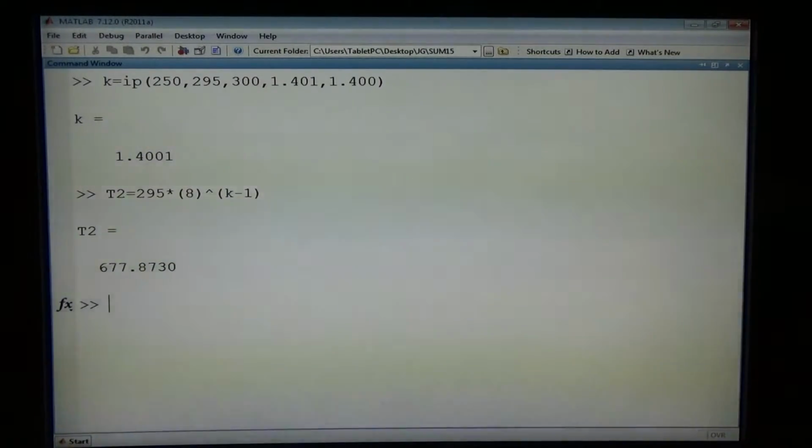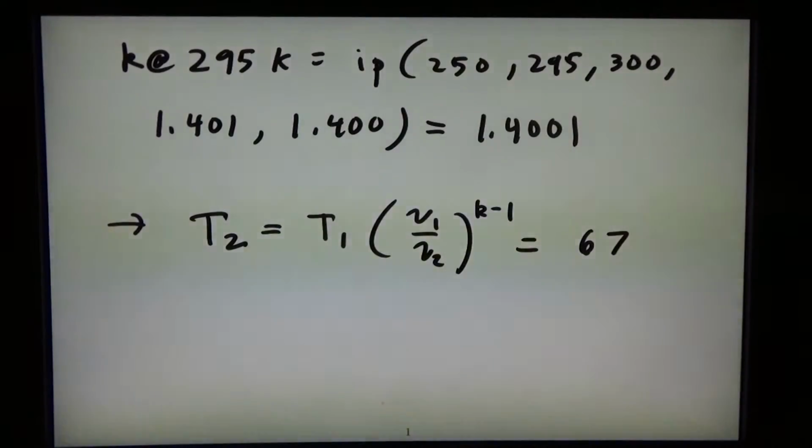So T2 is going to end up as 678 Kelvin. If it asks us to convert that back into Celsius, we could subtract 273 and end up with 405 degrees Celsius.